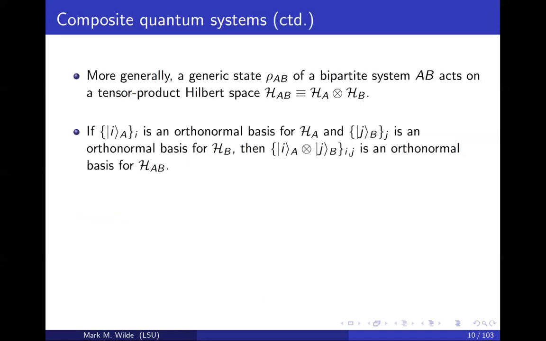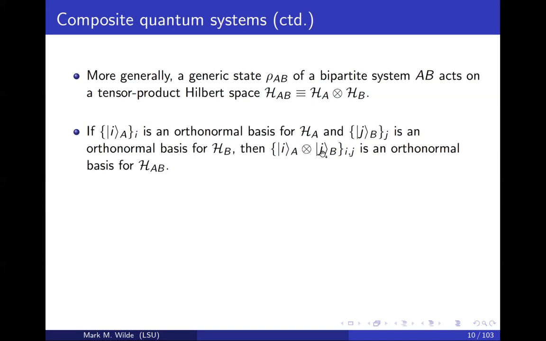A generic state of a bipartite system acts on what we call a tensor product Hilbert space. For the purpose of this lecture, you can just think of this as a finite dimensional complex vector space. So a generic state acts on a tensor product vector space. How do you think about this? Suppose we have an orthonormal basis for Alice's Hilbert space, her vector space, and suppose we have a possibly different orthonormal basis for Bob's.